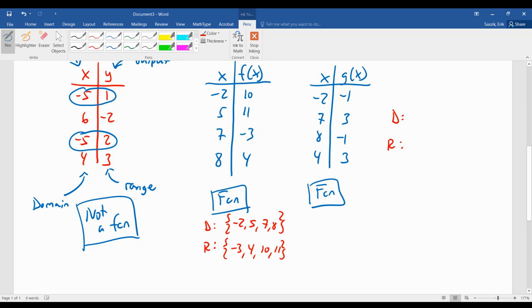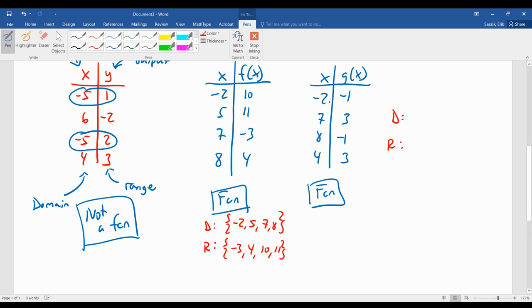Okay? Now, how I remember that is alphabetically. Domain and range, D comes before R. X and Y, X comes before Y. So the domain and X, they go together. Okay? Range and Y, they go together.